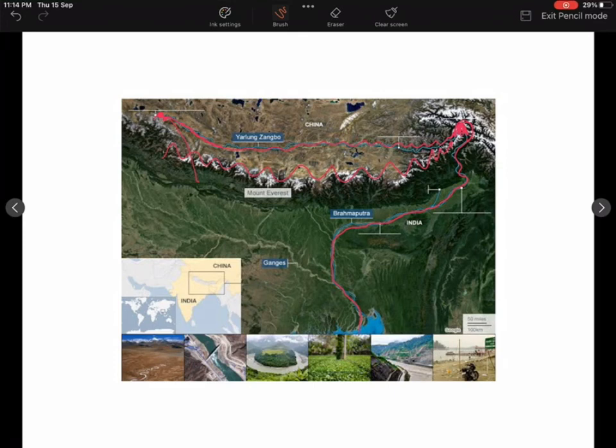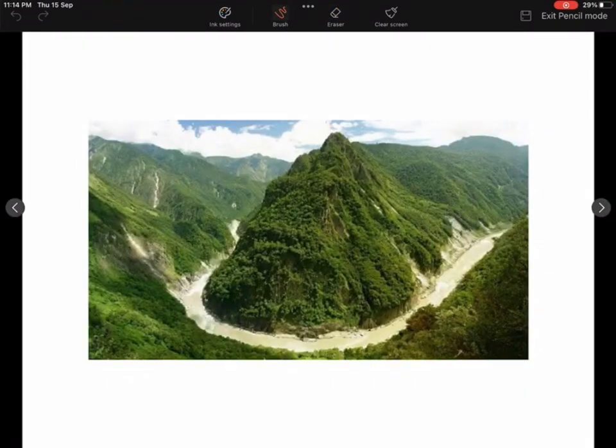But yes, if anybody asks you what is the source of Brahmaputra, the source of Brahmaputra is no doubt Mansarovar, and it enters India from Namchabarwa. See, this is Namchabarwa. You can see this river is coming from one place and it takes a U-turn and enters India, where Namchabarwa gives a pass to this river. I hope the things have been clear to you now. You must have understood better.